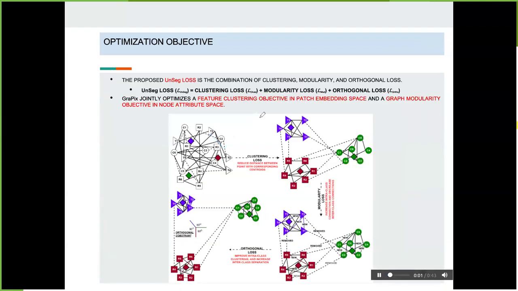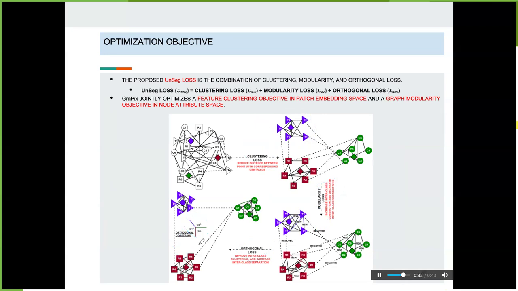As shown in the figure, the unsupervised segmentation loss is a combination of clustering, modularity, and orthogonal loss. The clustering loss reduces the distance between points and the corresponding cluster. Next, the modularity loss increases the intra-class connections and decreases the inter-class connections. Finally, the orthogonal loss ensures that the patch embeddings from two different visual groups are orthogonal in patch embedding space.